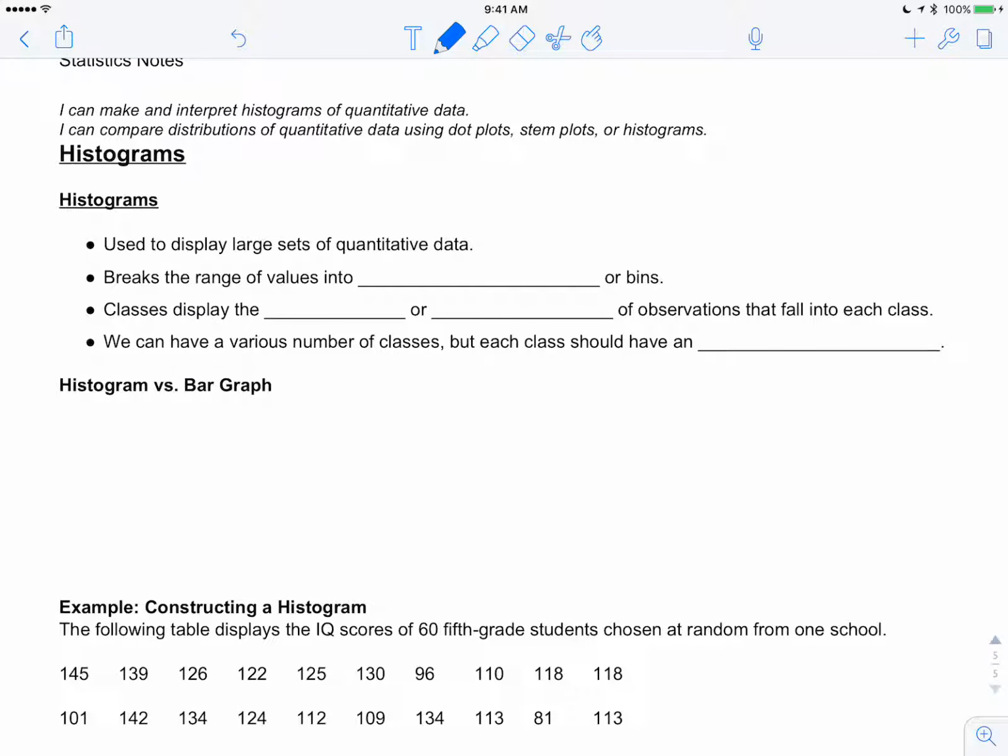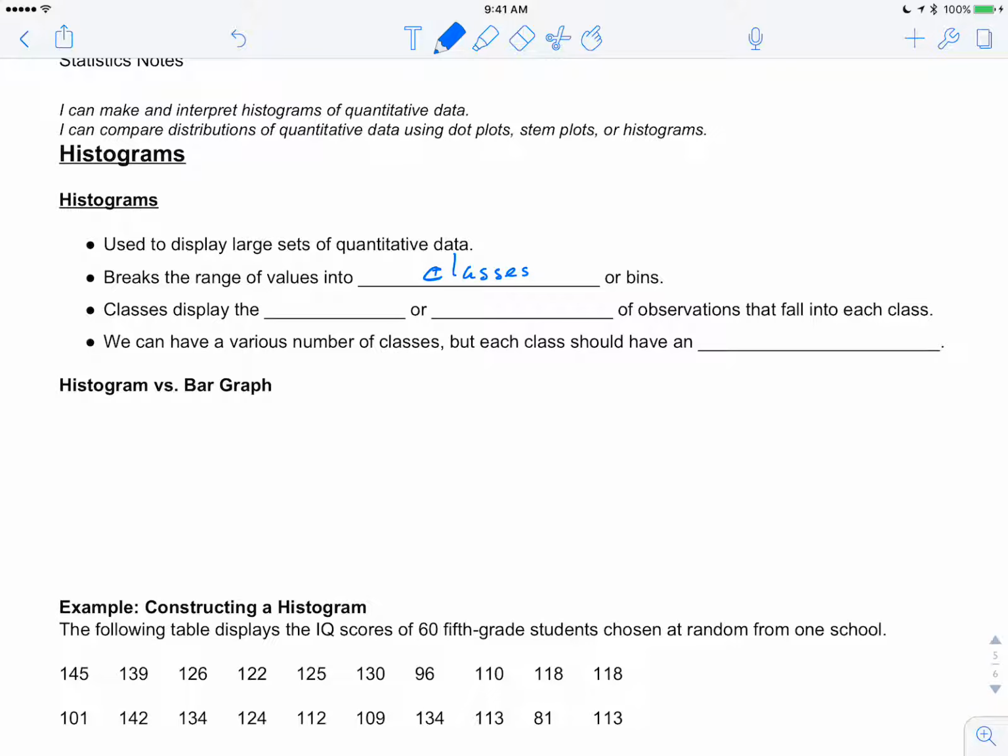All right, a couple more I can statements. I can make and interpret histograms of quantitative data. I can compare distributions of quantitative data using dot plots, stem plots, or histograms. Histograms we haven't talked about yet, but this should be, again, mostly review from lower grades. They take a while to do by hand. So we're going to go ahead and show you how to use the calculator to actually input the data and then create your own histogram. So histograms display large sets of quantitative data. They break the range of values into classes or bins.